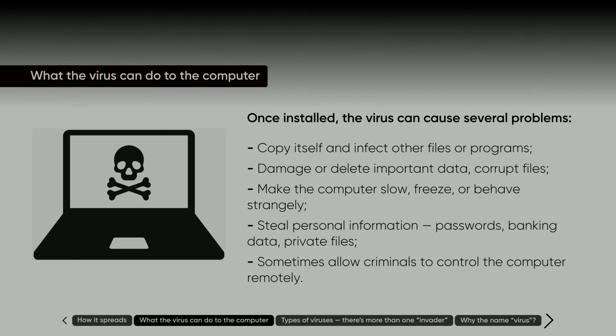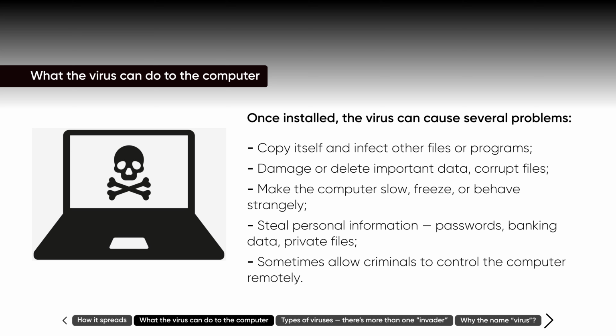What the virus can do to the computer. Once installed, the virus can cause several problems. Copy itself and infect other files or programs. Damage or delete important data, corrupt files. Make the computer slow, freeze, or behave strangely. Steal personal information, passwords, banking data, private files. Sometimes allow criminals to control the computer remotely.